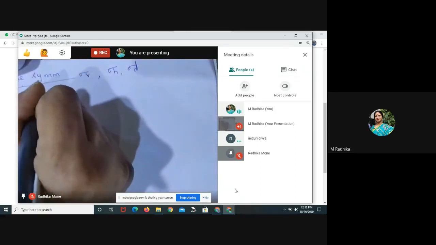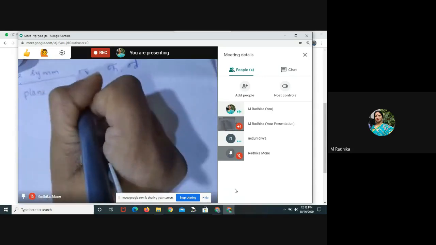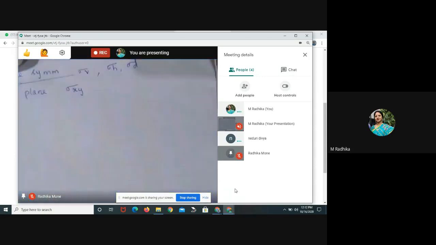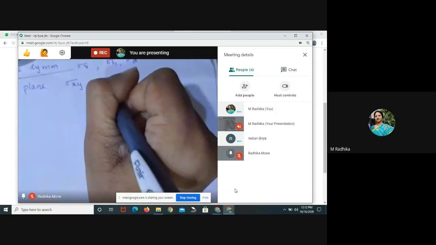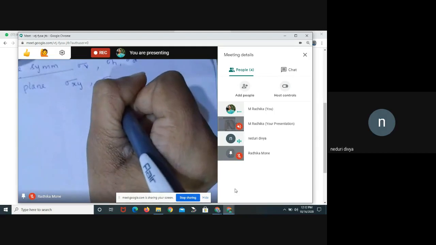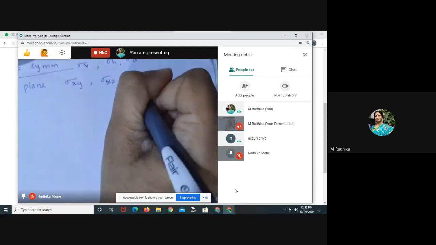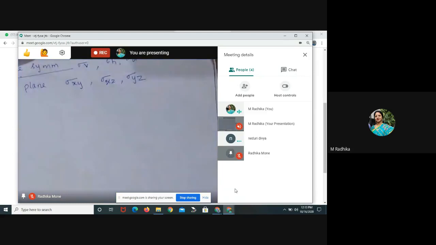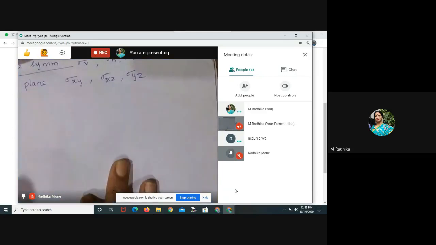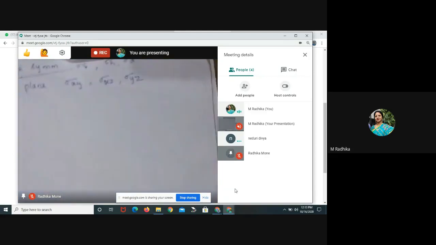When I'm talking about a plane, I will say it is the sigma xy plane. It can be anything, right? It can be a vertical plane or a horizontal plane or a dihedral plane. But I have to explain it in the form of a plane, which direction it is. So what other planes can I get? Sigma xz, sigma yz. These are the 3 planes I can think of. Other than this, you cannot think of any other planes. So sigma xy, sigma xz, and sigma yz.